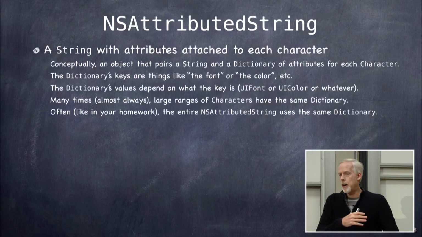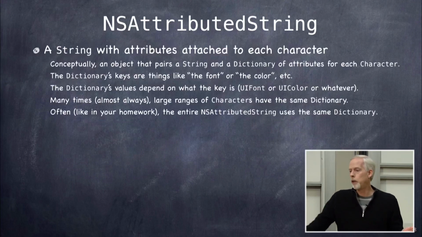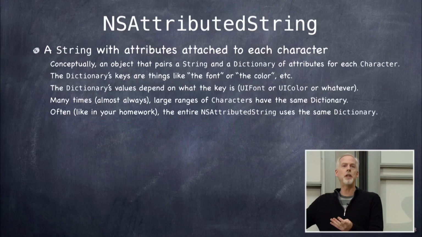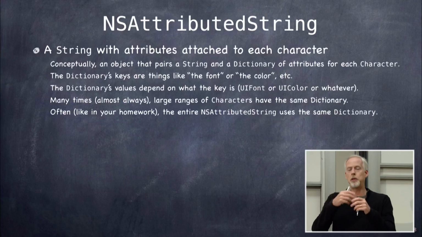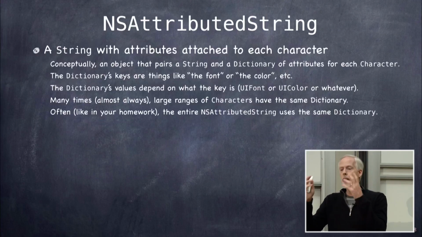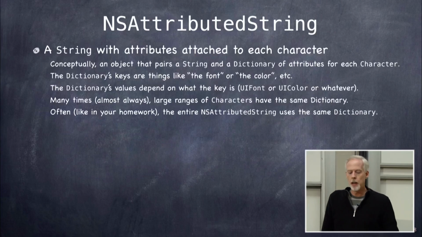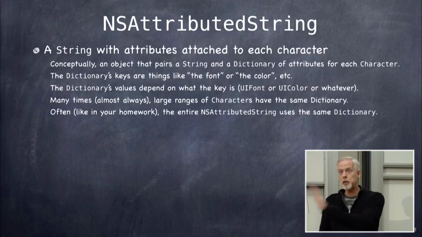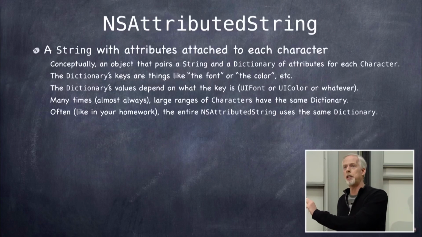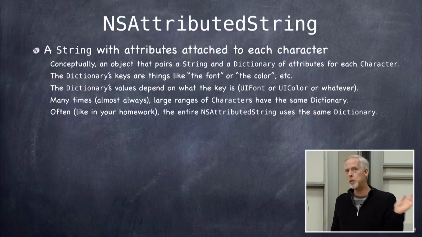Now, a lot of times we use the same dictionary for big, long ranges of characters, right? Like if users select some text on screen and they say make it orange, we're going to have one dictionary for all those characters. So it's not like every character has to have a different dictionary. And in your homework, the entire string is going to have one dictionary. So I've given you a really easy use of attributed string, and you're going to see why I did that in a moment here.